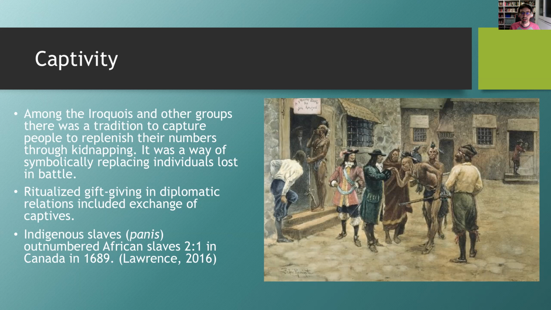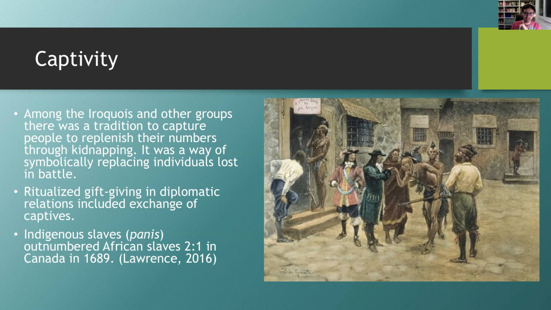We have seen this also in our seminars covering Hernán Cortés and his arrival with various indigenous groups, and De Soto and various indigenous groups. We see that this exchange of goods is a staple of diplomatic relations, and that is also the case with the Iroquois and the French.